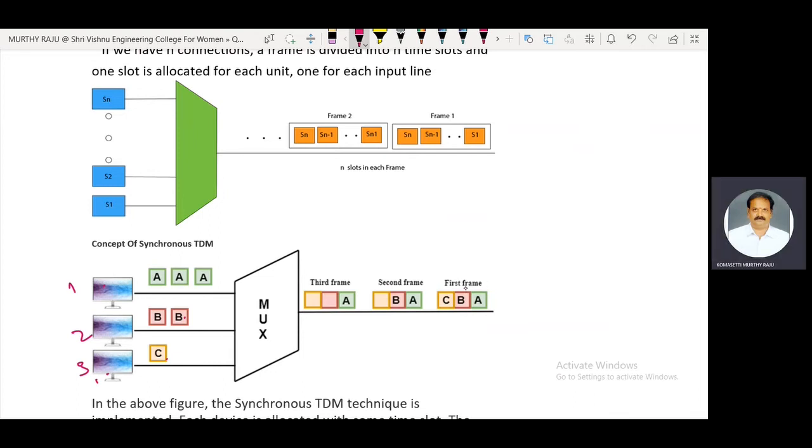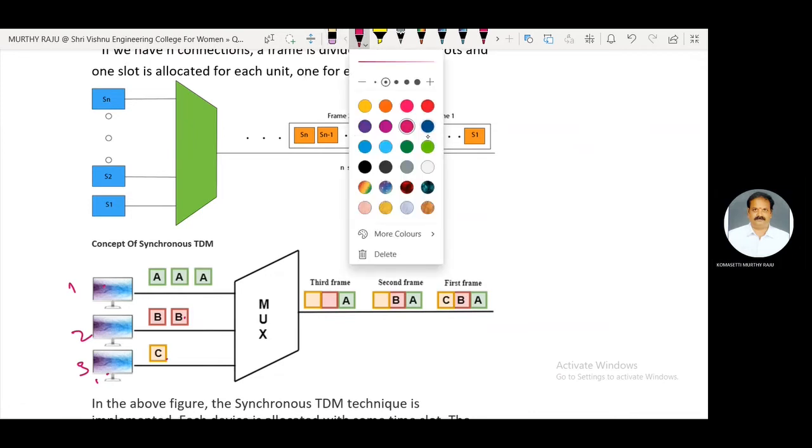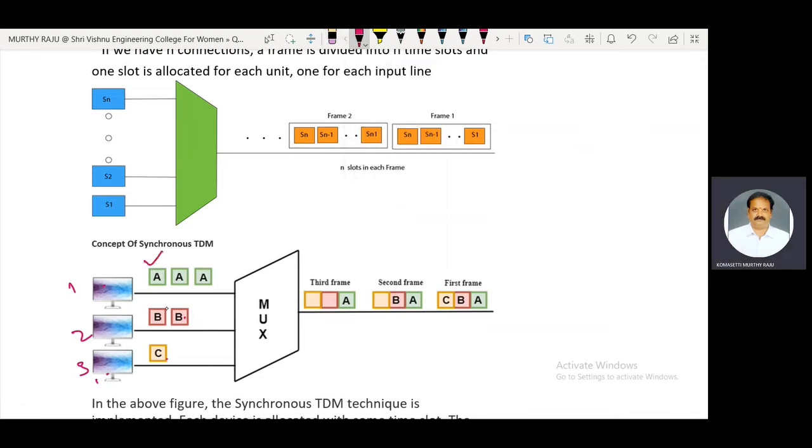In time division multiplexing, the information is in the form of frames. In the first frame, combine the first slot of source 1 and the first slot of source 2. For the first slot of source 2, there is no data available here. Here is the first slot of source 1, here the first slot of source 2, and the first slot of source 3.